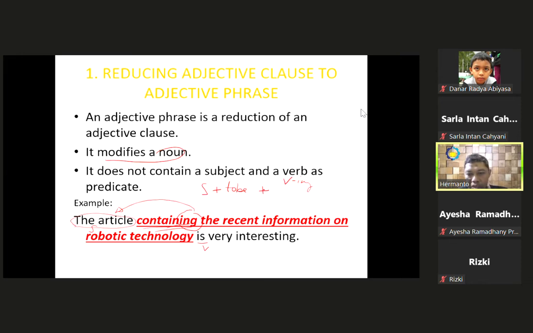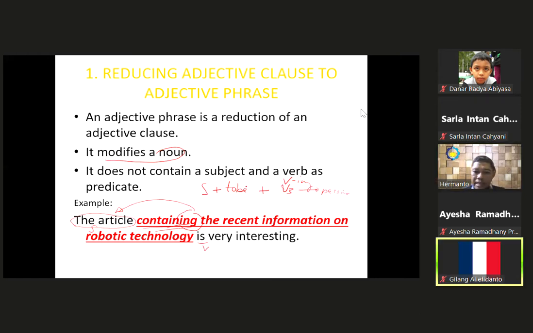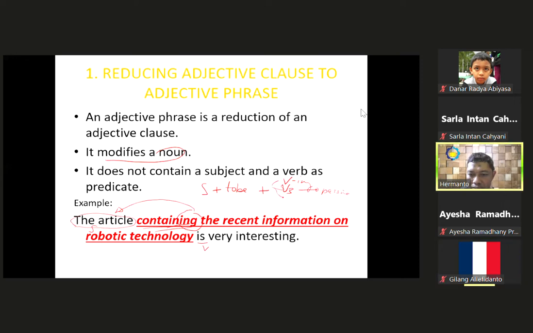Another word following to be is past participle. When you create a sentence with subject, to be, past participle, it becomes passive. That's number two. Number three is noun. Don't forget, after to be, another possible word is noun. Next one is adjective. And the last one is adverb.